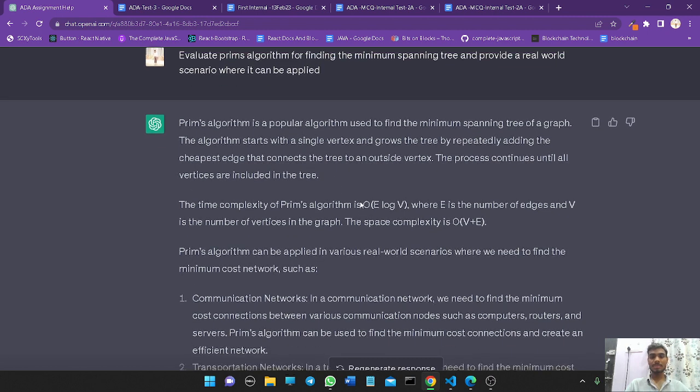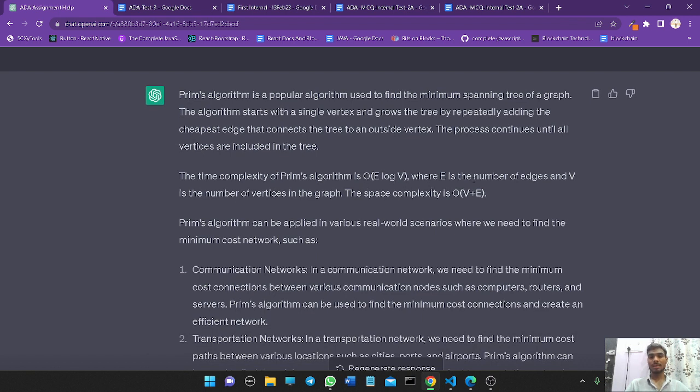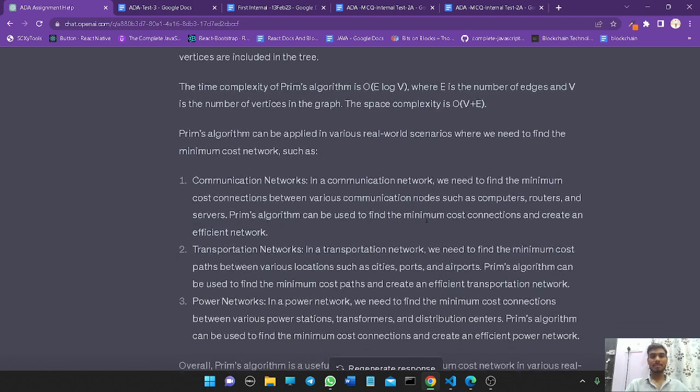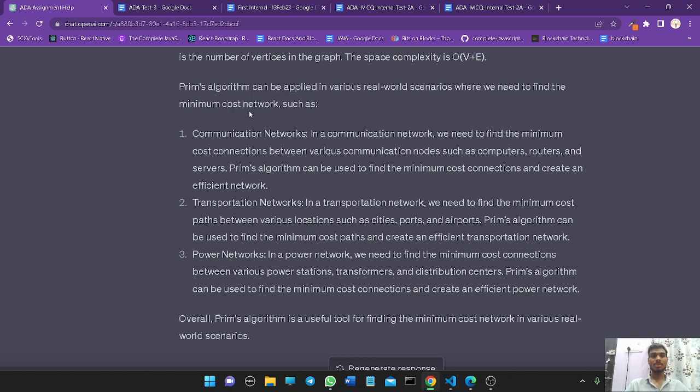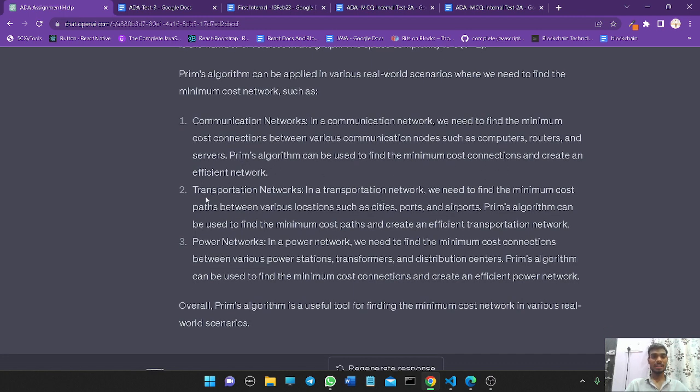The time complexity of Prim's algorithm is order of E log V, where E is the number of edges and V is the number of vertices in the graph. The space complexity is order of V plus E. Prim's algorithm can be applied in various real world scenarios where we need to find a minimum cost network, such as a communication network. In a communication network, we need to find the minimum cost of connection between various communication nodes such as routers and servers. Prim's algorithm can be used to find the minimum cost connection and create an efficient network.